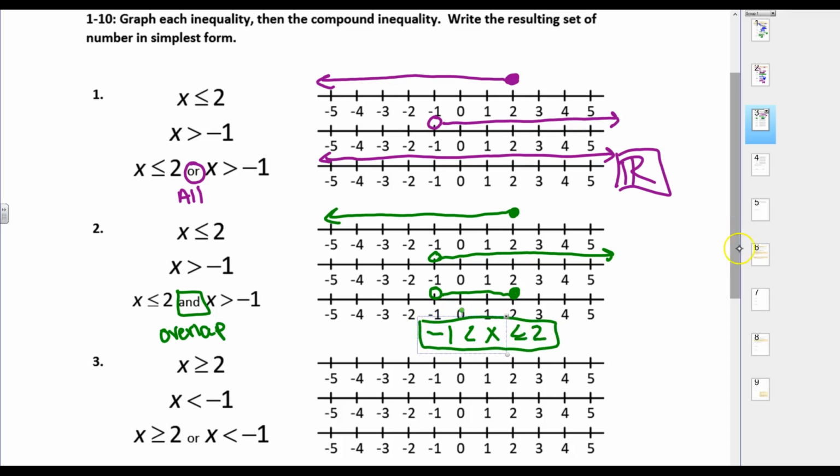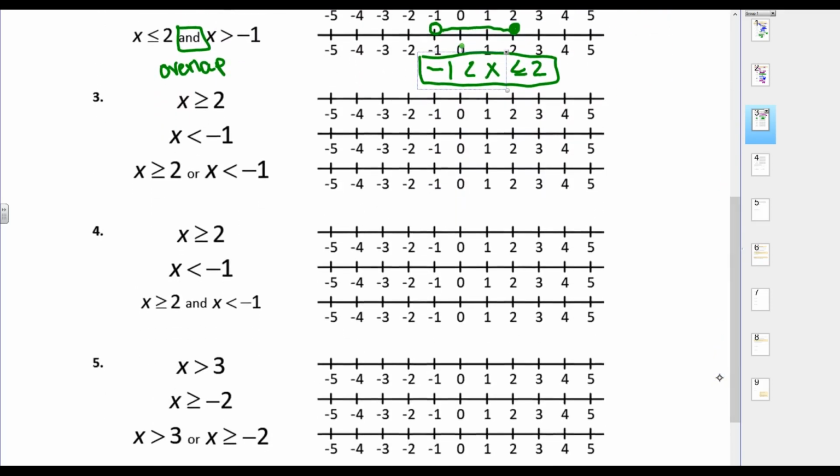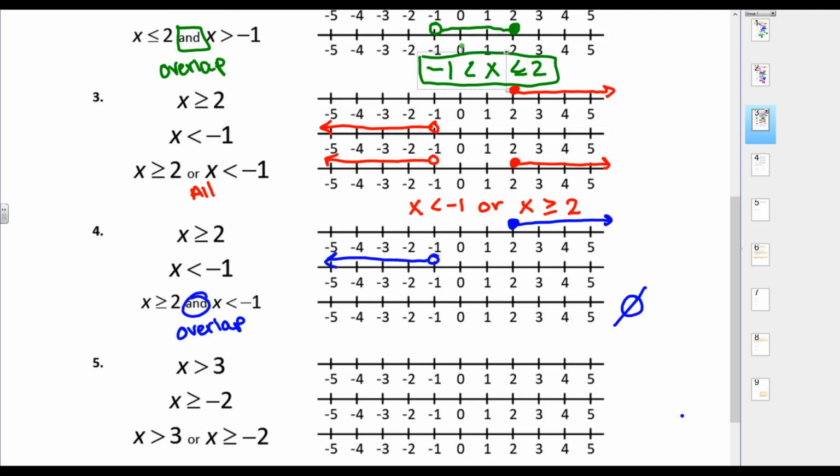All right, guys, I want you to go ahead and try question 3 on your own right now. Go ahead and take a look at 3. Because it's an or statement, you're taking everything, so your final answer should be x is less than -1 or x is greater than or equal to 2. All right, guys, take a minute and try number 4. It's an and graph, and when I graph them, there is no overlap, so there is no solution for number 4. All right, take a look at number 5.